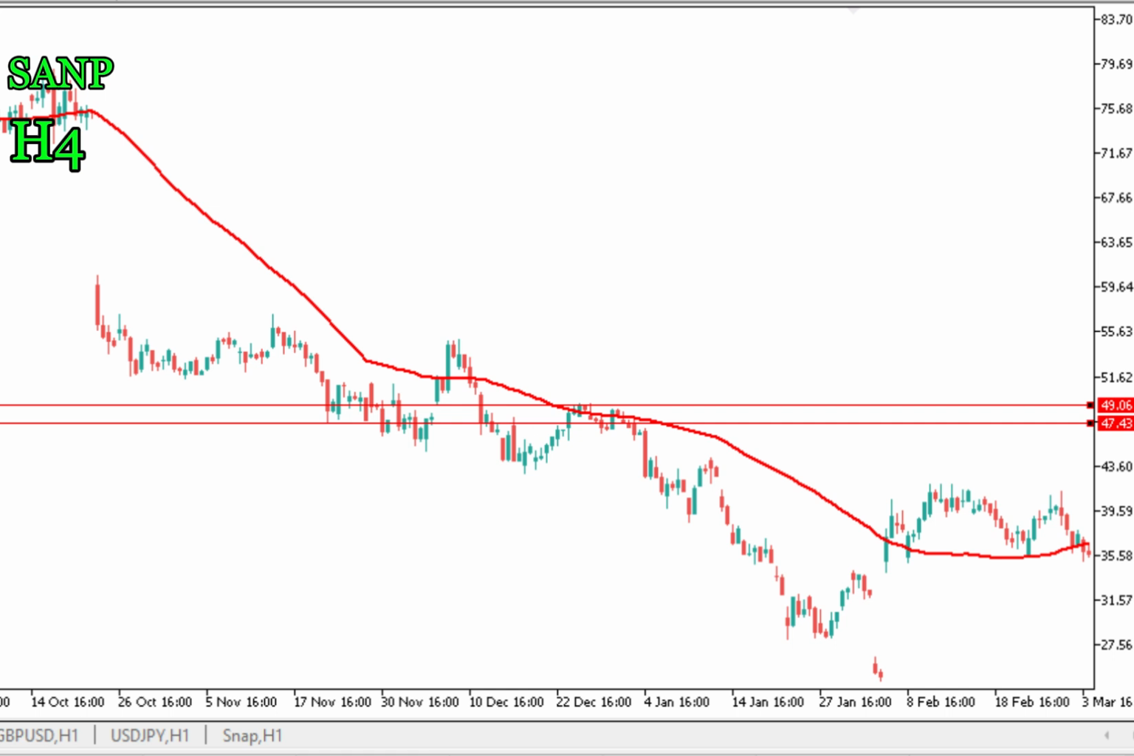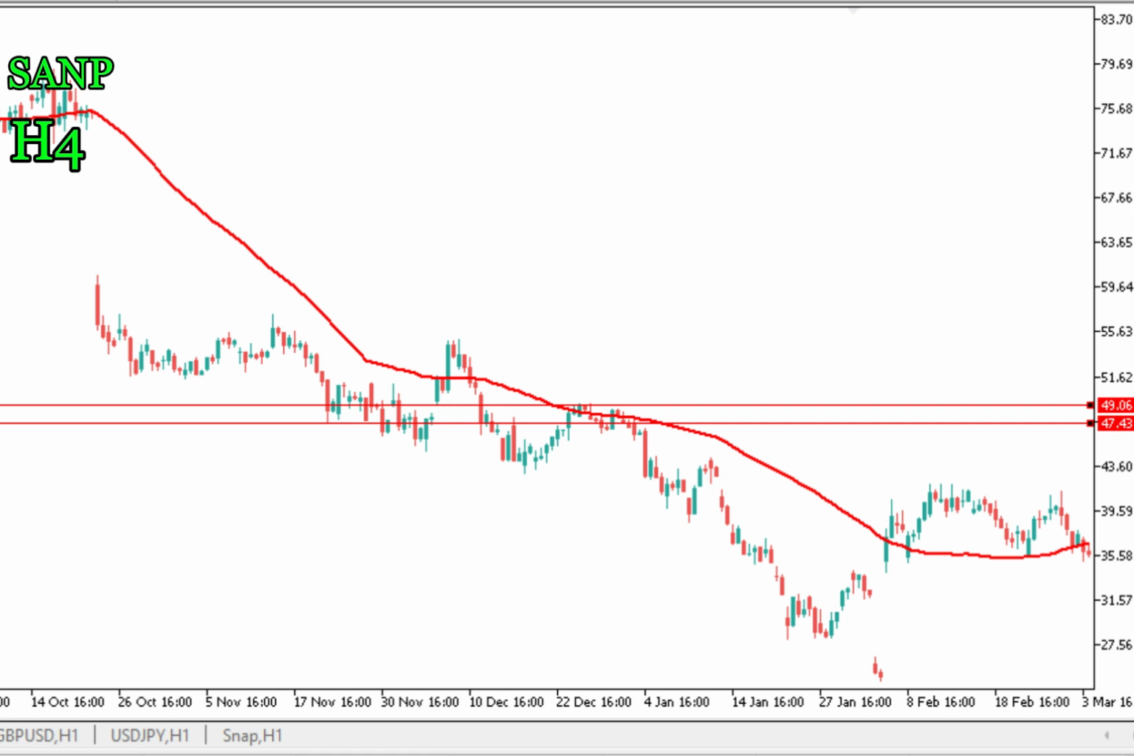So we simply place our entry right here, our stop loss above the high, then we target a 1 to 2 or a 1 to 3. As you can see, prices took off like crazy. Guys, this strategy is very powerful because it's a rule-based strategy. Rule-based strategies are very effective and very simple to apply.